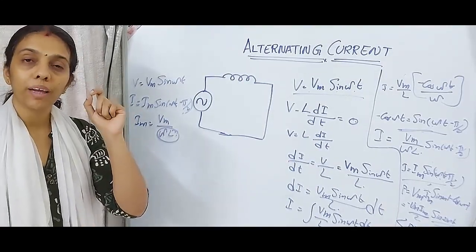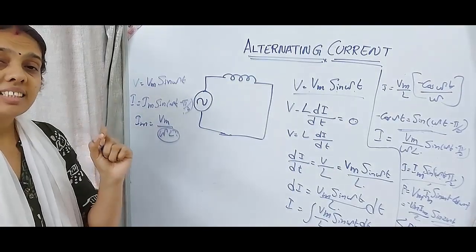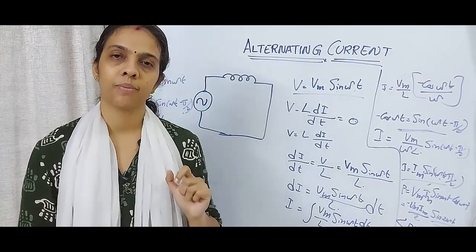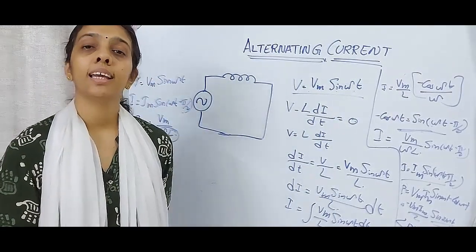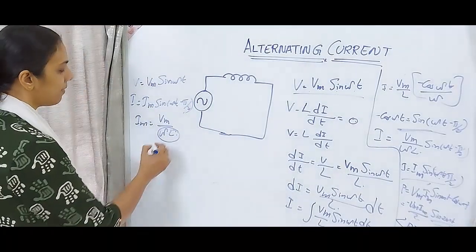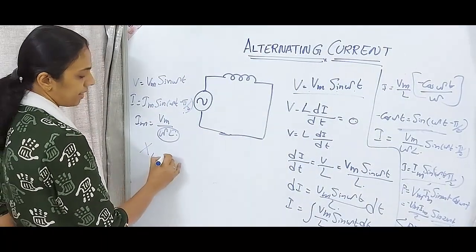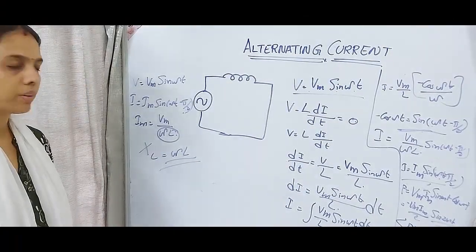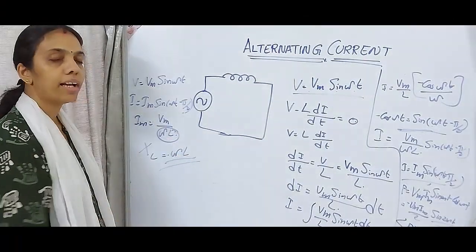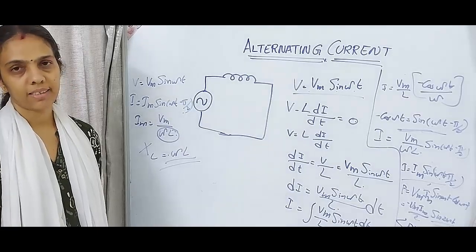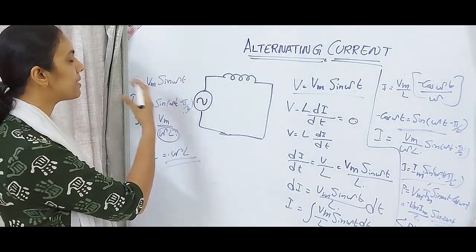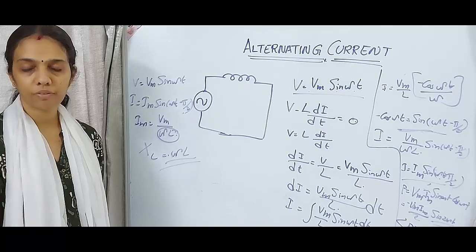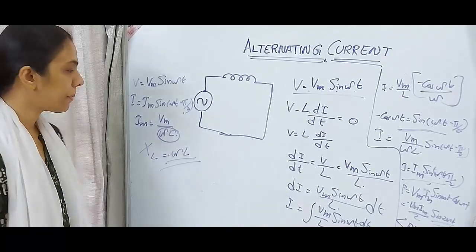Okay, so omega L is called inductive reactance, which is represented as XL. XL equals omega into L. So this omega L is called inductive reactance. Now if we are representing this voltage and current in a phasor diagram, how can we represent that?